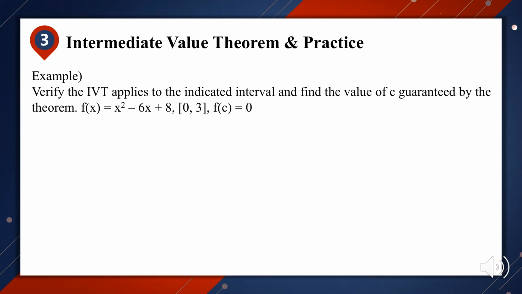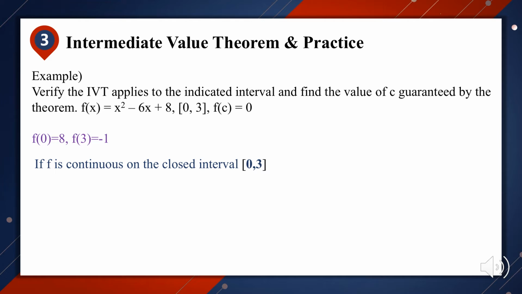Let's look at the first example. Verify the intermediate value theorem applies to the indicated interval and find the value of c guaranteed by the theorem. f of x equals x squared minus 6x plus 8, on the interval 0 to 3, find c such that f of c equals 0. First, we plug the numbers into the function and we get f of 0 equal to 8 and f of 3 equal to -1.